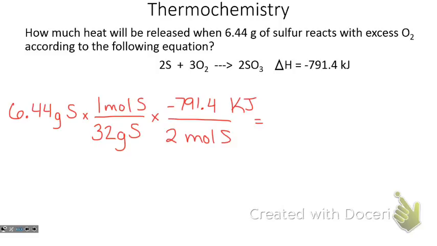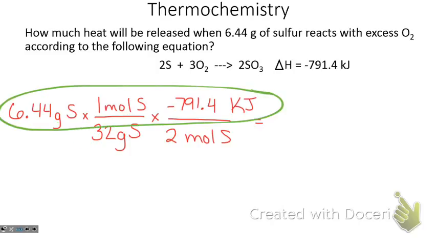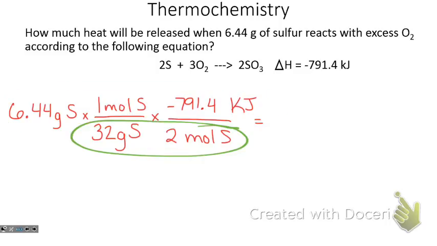Punch in your calculator 6.44 divided by 32 times 1 divided by 2 times negative 791.4. That should get you the correct final answer. Some students like to just multiply everything up top. Punch in your calculator 6.44 times 1 times negative 791.4. Then hit divide by, and you divide by everything in the denominator. Divided by 32, divided by 2.